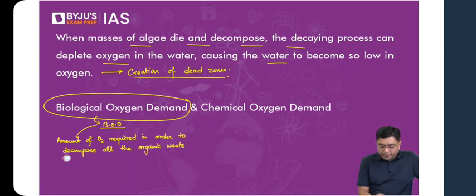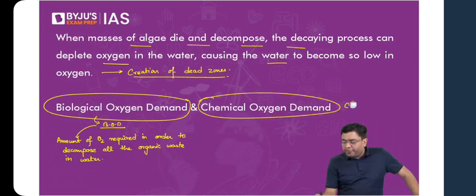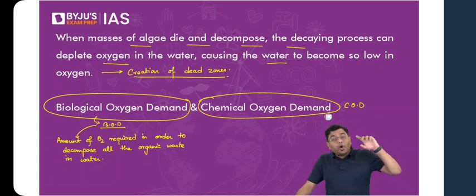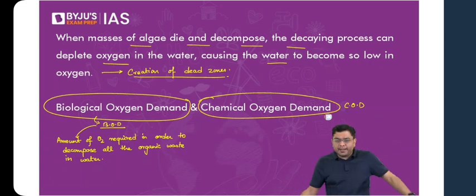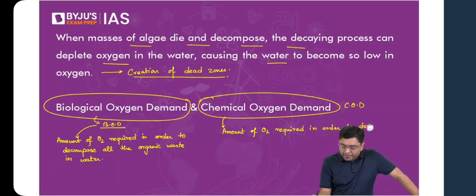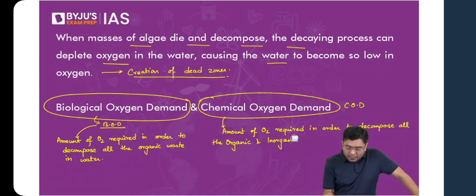Then, when we talk about chemical oxygen demand, also referred to as COD, that refers to the amount of oxygen which is required to handle all the organic plus inorganic waste which is generated in the water body. So that is basically the amount of oxygen required in order to decompose organic and inorganic waste in the water body.